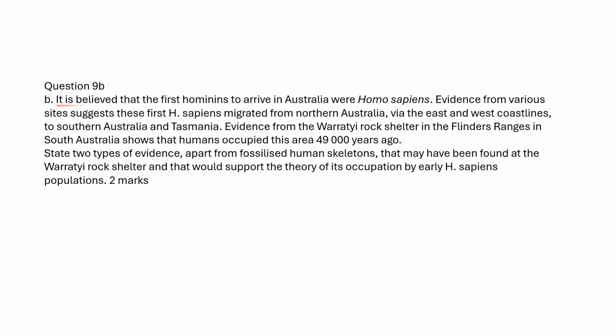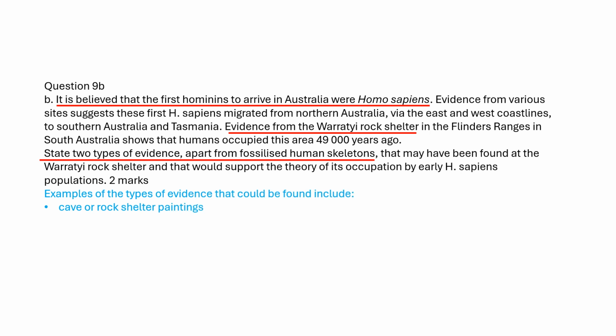It is believed that the first hominins to arrive in Australia were Homo sapiens. Evidence from the Warratai Rock Shelter in the Flinders Ranges in South Australia. Apart from fossilized human skeletons, there are other types of evidence: cave or rock shelter paintings, trace fossils, agricultural tools, charred animal bones, or evidence of a fire pit.